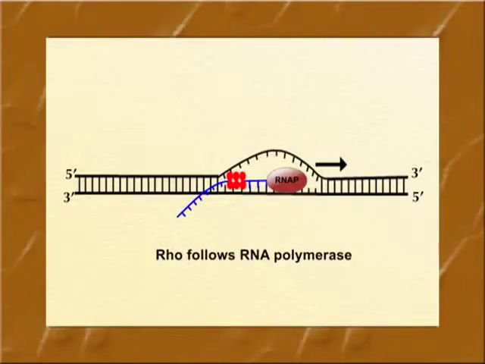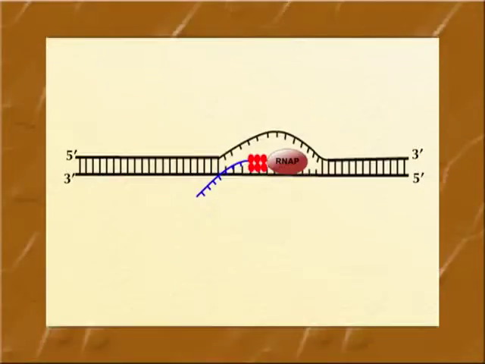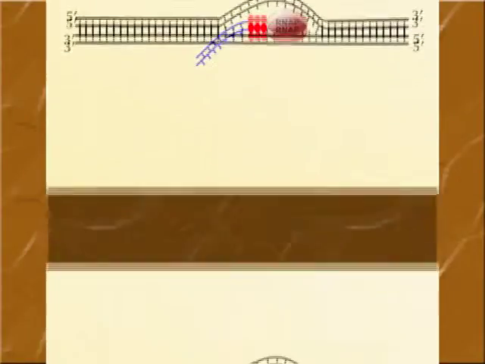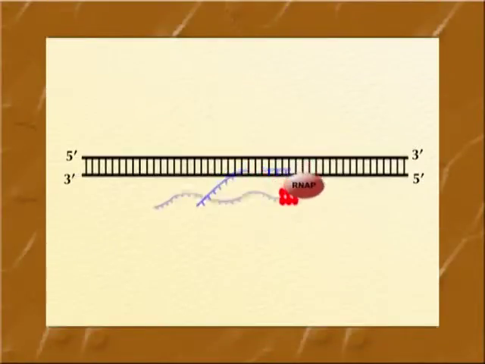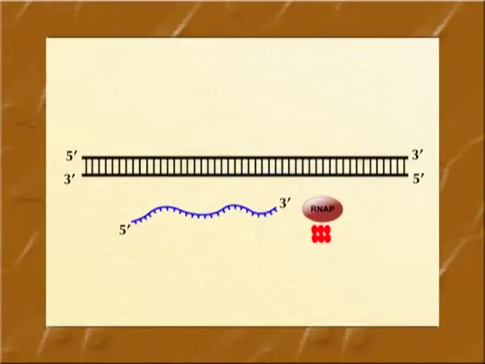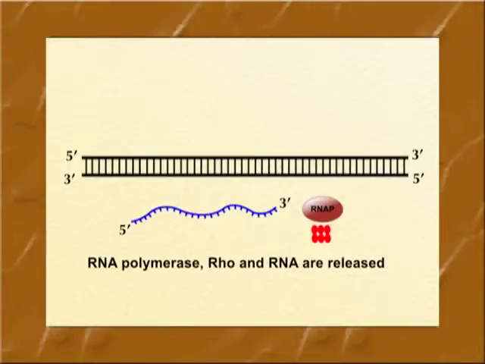How the termination takes place is very important and interesting. When RNA polymerase hits the terminator sequences, it pauses for a short time and during that time Rho reaches the RNA polymerase and forces it to fall from the template. Once RNA polymerase is detached, the RNA chain also comes off and transcription terminates.